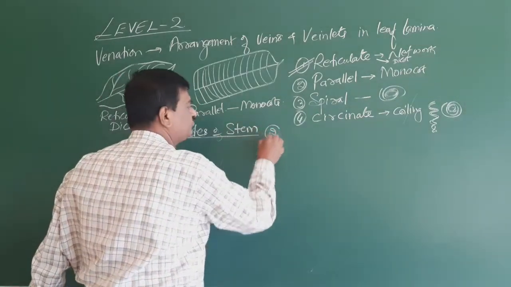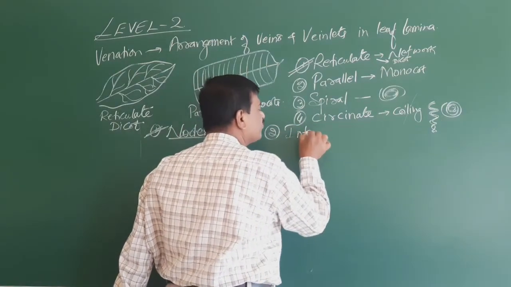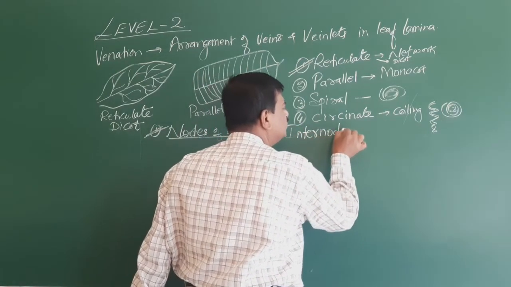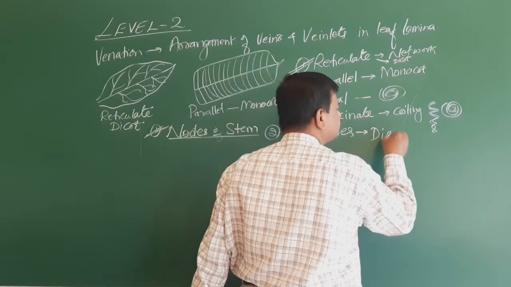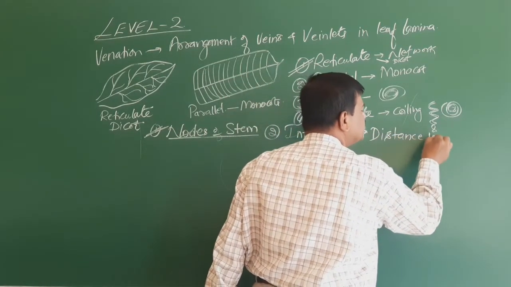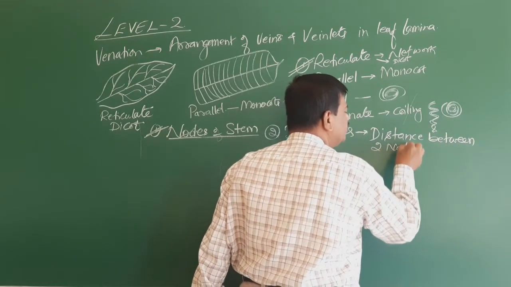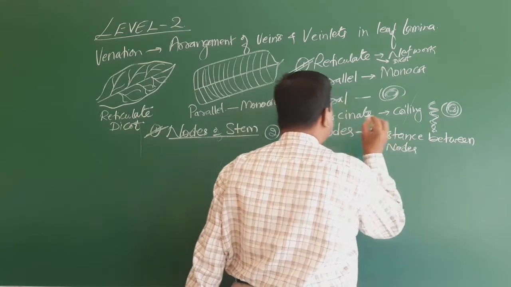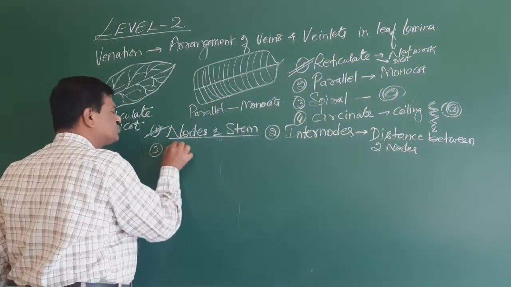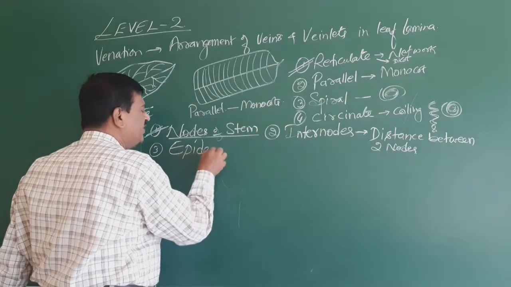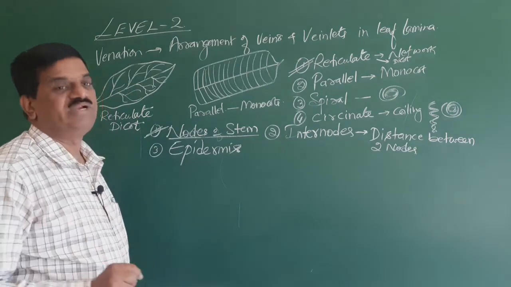We go for the second option, called internodes. It is the distance between two nodes. Distance between two nodes is called internodes. But here the leaves never take their origin. And the third one is called epidermis.